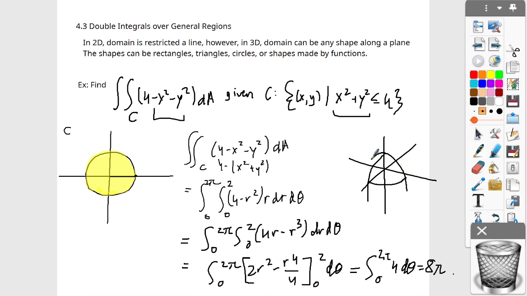Oh, that's not a very good drawing. Like that, like that. So the volume of that right there is 8 pi. Now, if we were to evaluate this from -2 to 2 and from -2 to 2, we would not get a circular region. In fact, what we'd get is a rectangular region.